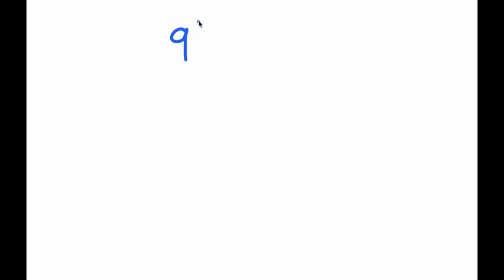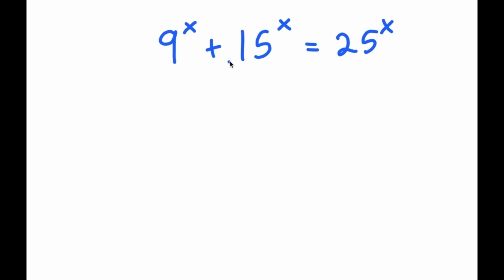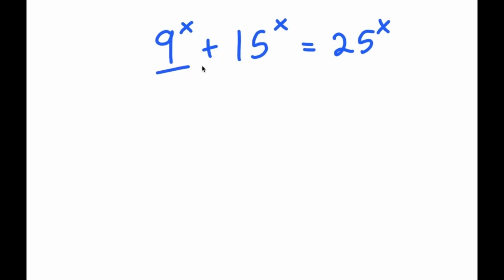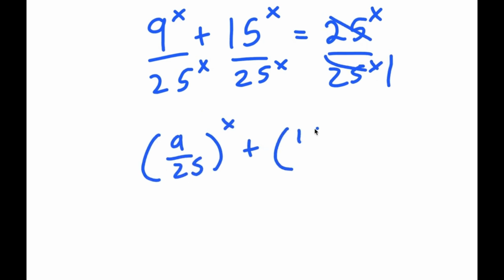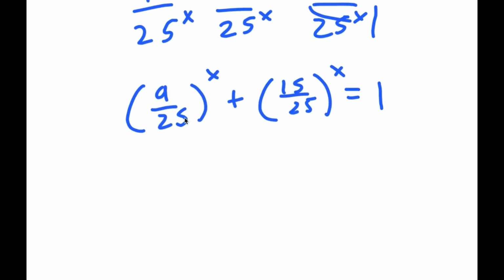Alright, so in this video, I'm going to be solving the equation 9 to the power of x plus 15 to the power of x is equal to 25 to the power of x. So I'm going to first start by dividing every term by 25 to the power of x. So these two cancel out to get 1. So now I have 9 over 25 to the power of x plus 15 over 25 to the power of x is equal to 1.